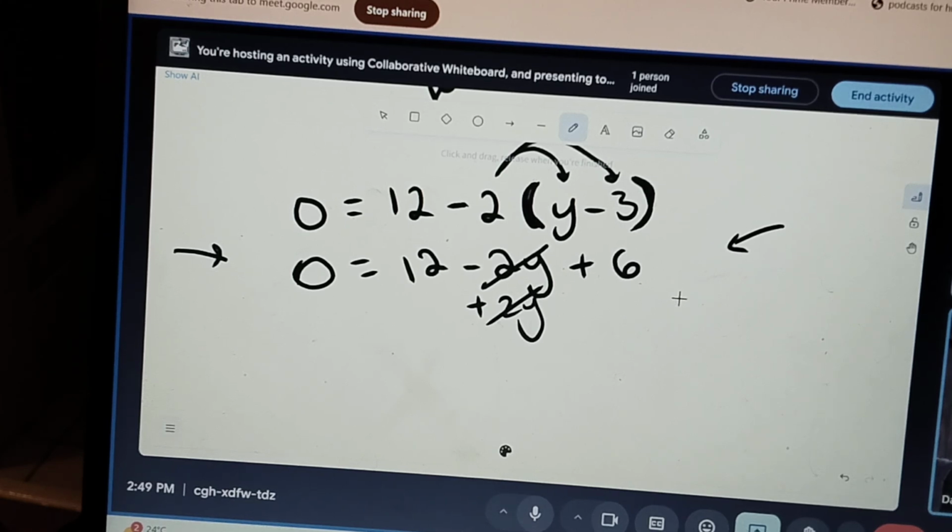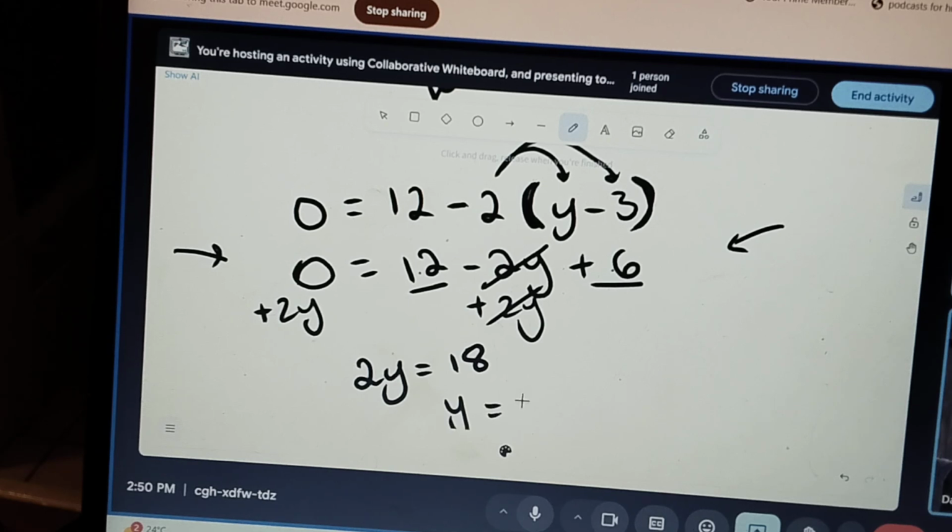But whatever we do on the right, we have to do on the left. So 0 plus 2y is 2y, isn't it? What's 12 plus 6? Because these are like terms, we can add those. Good, 18. So 2 times something is 18. What do you have to multiply by 2 to get 18? So then y must equal 9.